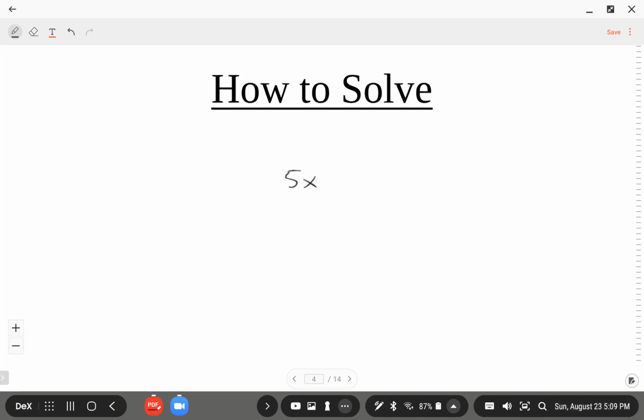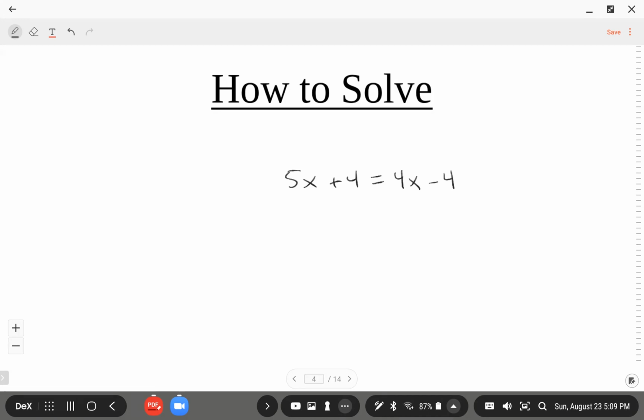Okay. 5x plus 4 equals, let's say 4x minus 4. Okay. So 5x plus 4 equals 4x minus 4. This is an example of a linear equation. So now I'm going to show you how to solve some of these.